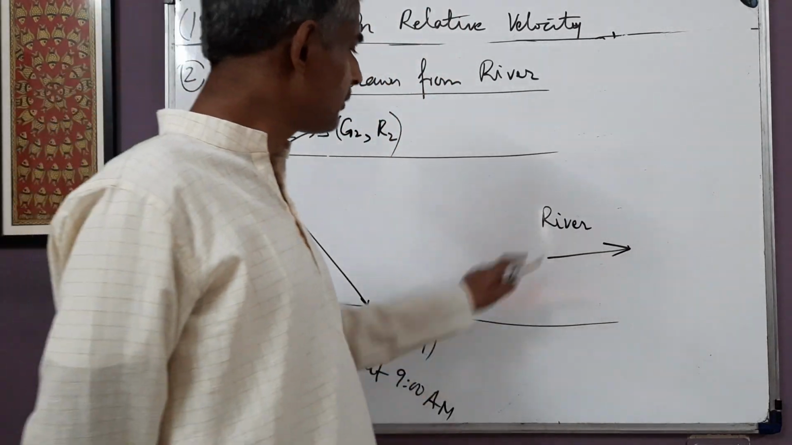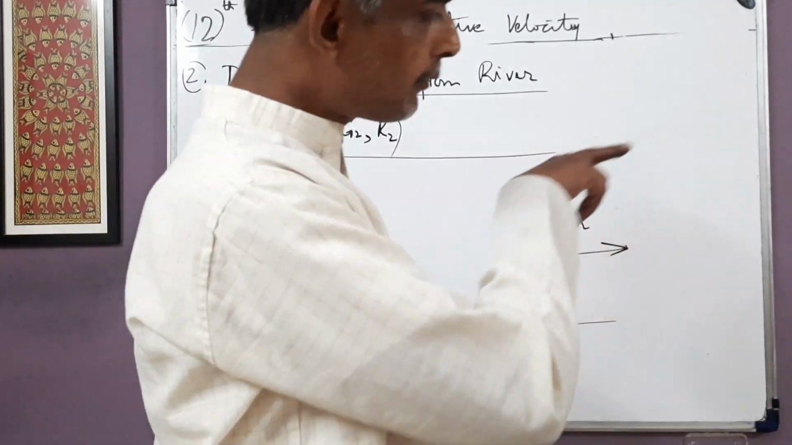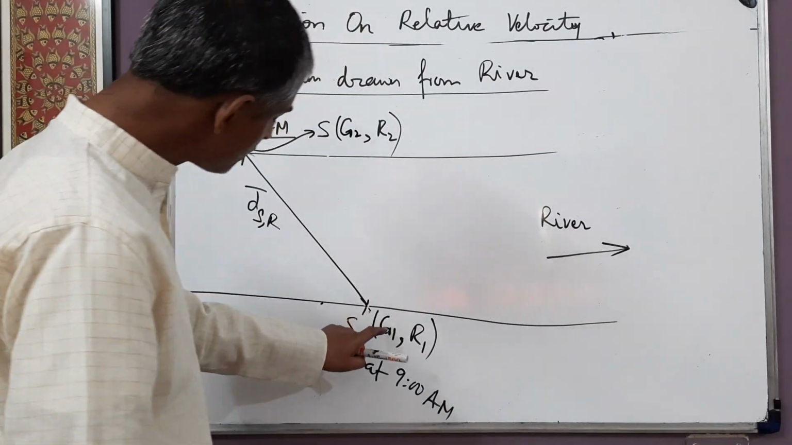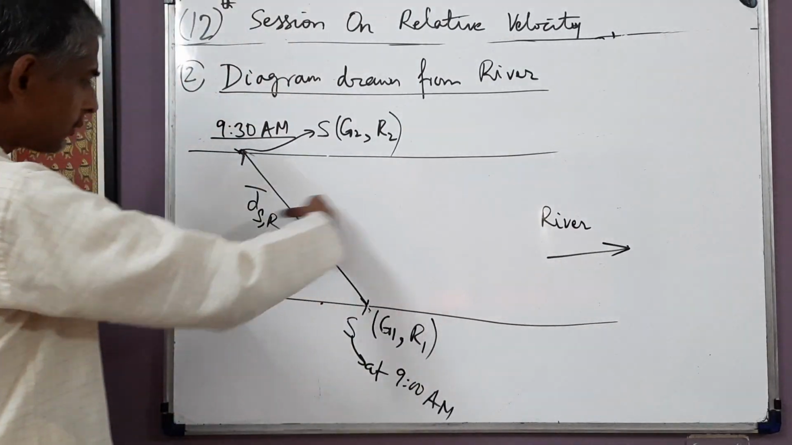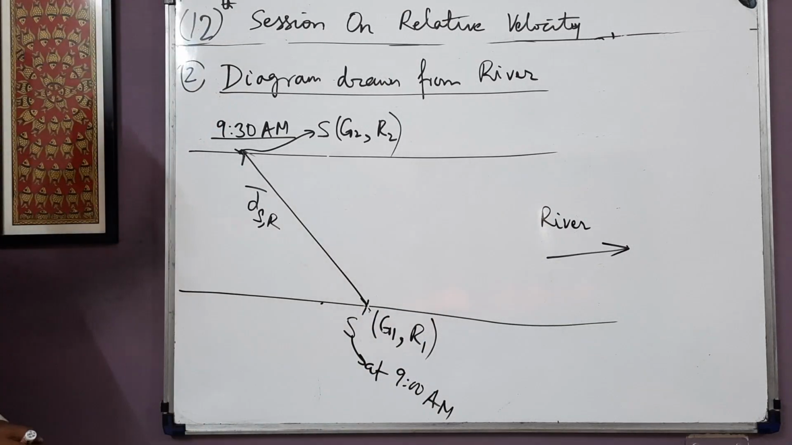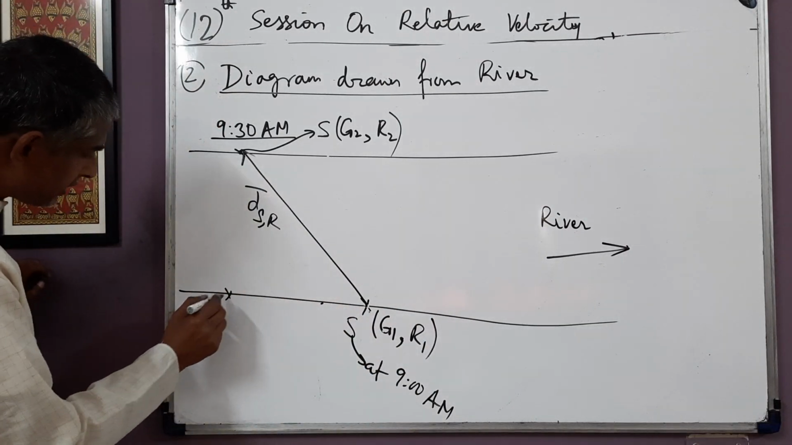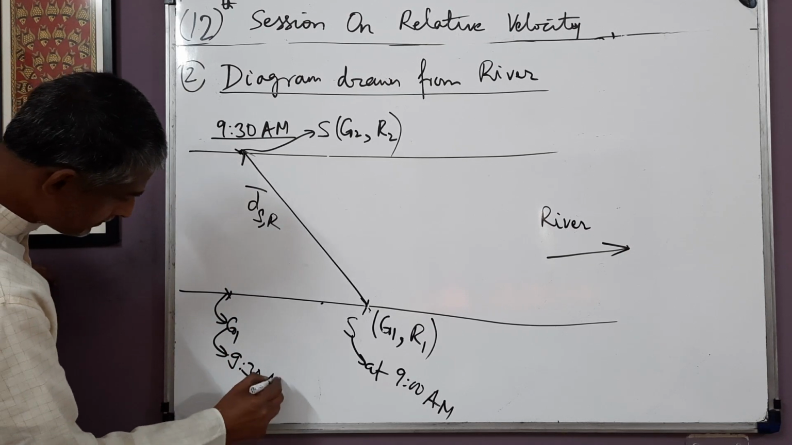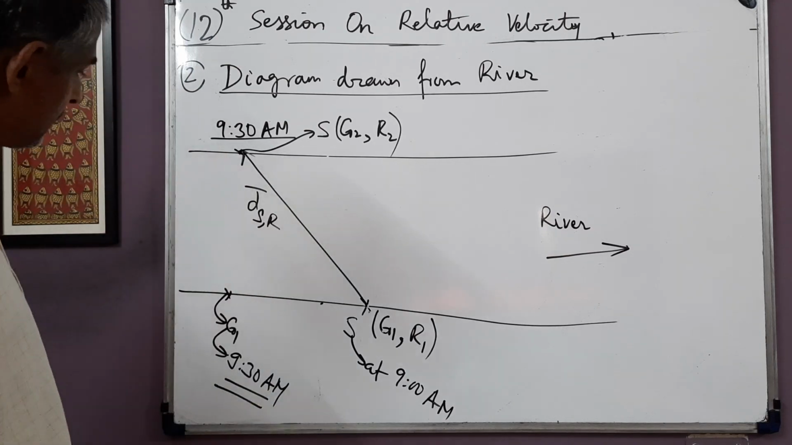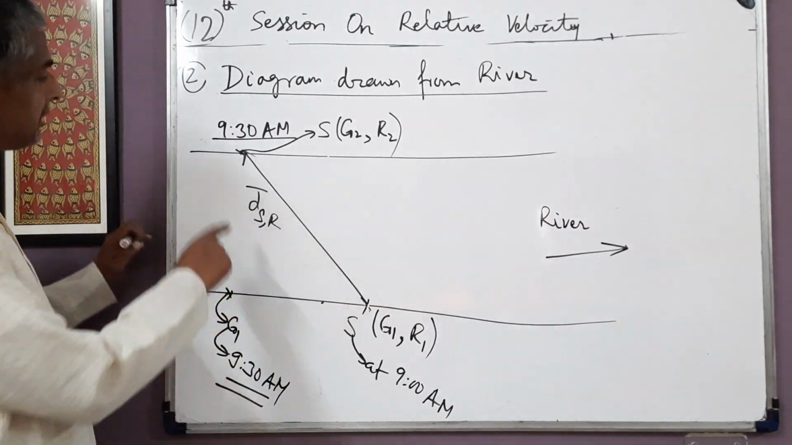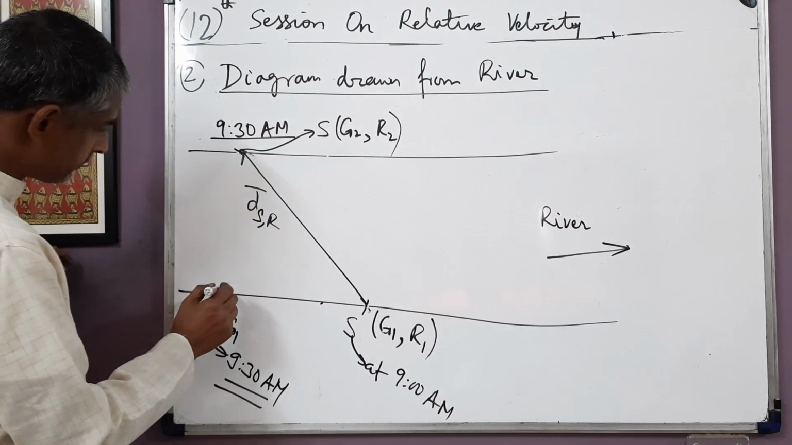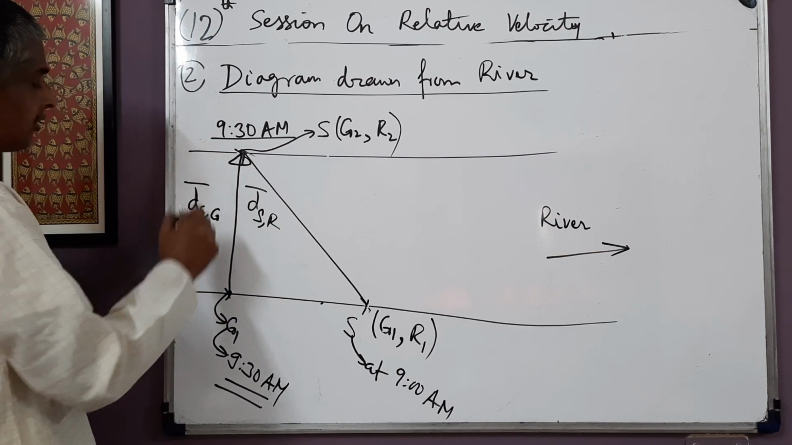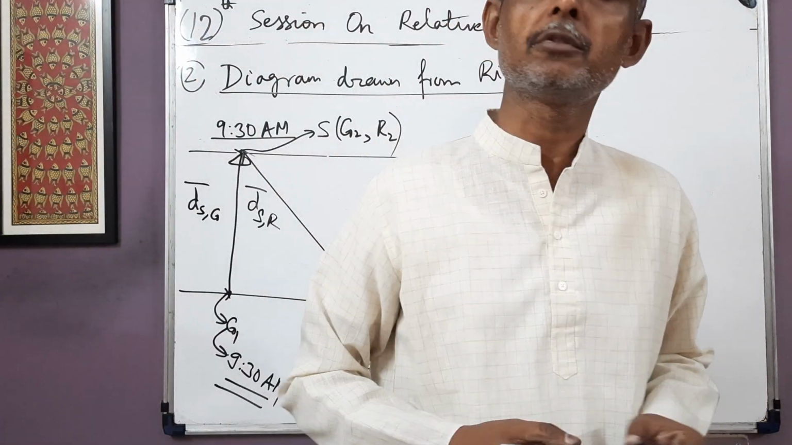Now we are drawing the diagram from the river. With respect to the ground, the river flows towards east. So with respect to the river, the ground will move towards the left. And G1 is rigidly connected to the ground. So as the ground moves towards the left, G1 also moves towards the left. So at 9:30 am, G1 will appear to be here, at this location. And at 9:30 am, G2 will appear to be at this location. So the displacement of the swimmer with respect to the ground will be this DSG. This DSG is the same as the DSG which we obtained in the previous part of the question.